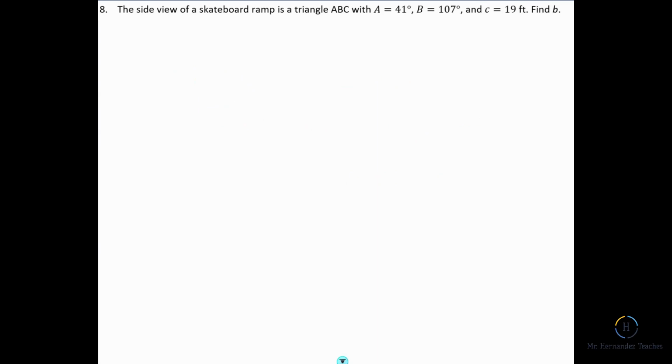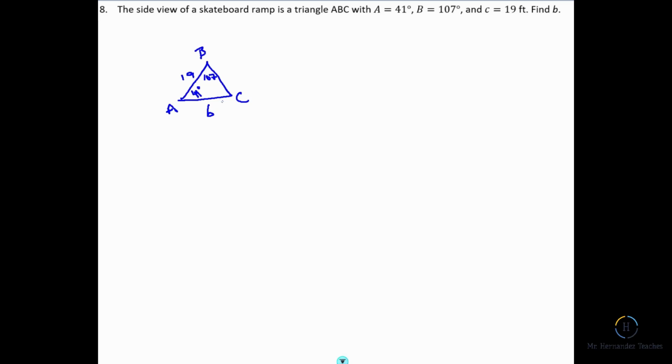So here we have the side view of the skateboard ramp is this triangle. We want to find side B. So just always draw out some random triangle. It's not a right triangle, but just a random triangle. All right, there we go. A, B, C. So A is 41 degrees, B is 107, and then side C is 19 feet. So we have a side angle side, and we need to find side B right here.